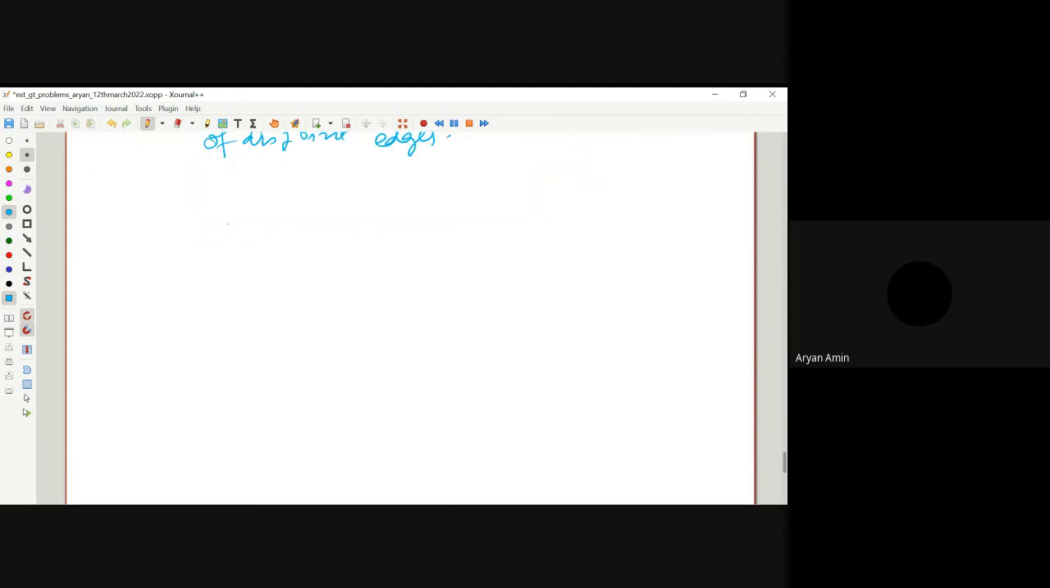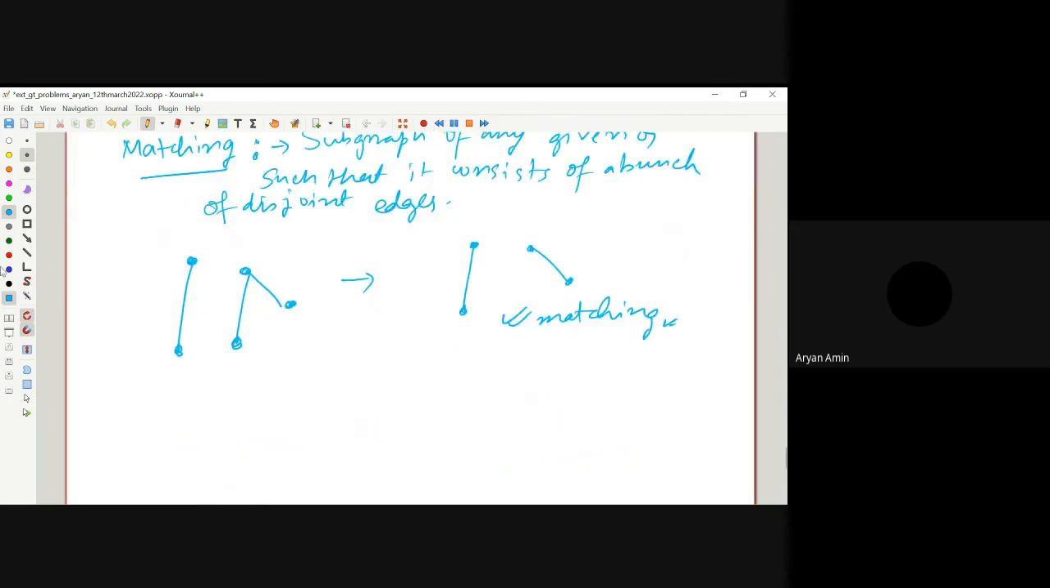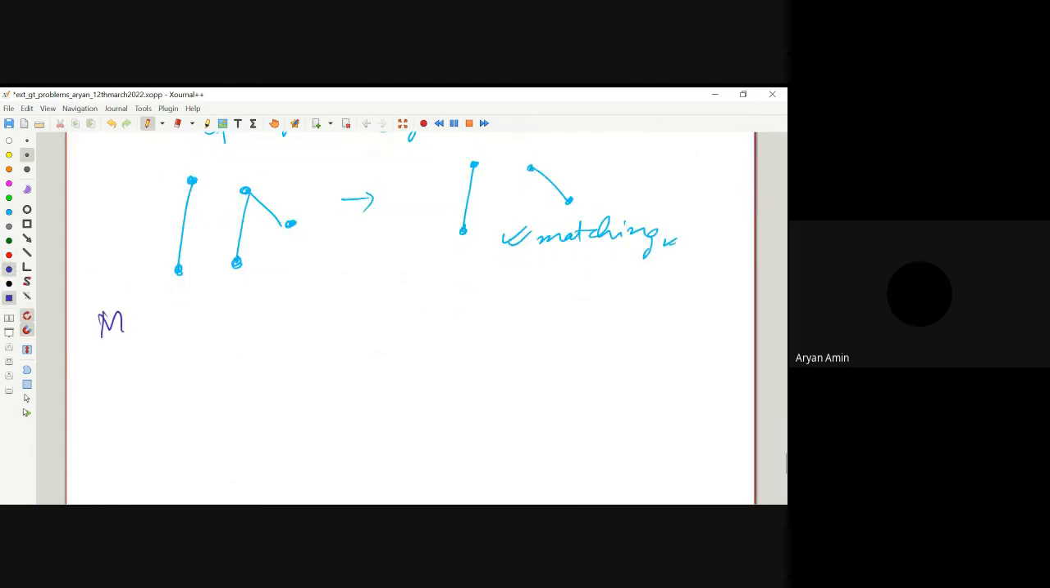What do I mean by that? Something like if you have a graph of the form, so if you just consider this subgraph, right? This is a matching. Does everyone understand what I mean by the definition of matching? So now, if there are no problems, I'll just move on. Okay. So now I'll discuss a thing that is called maximal matching.